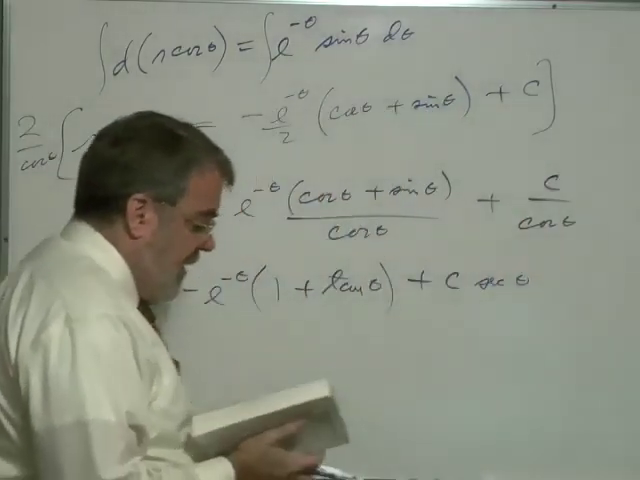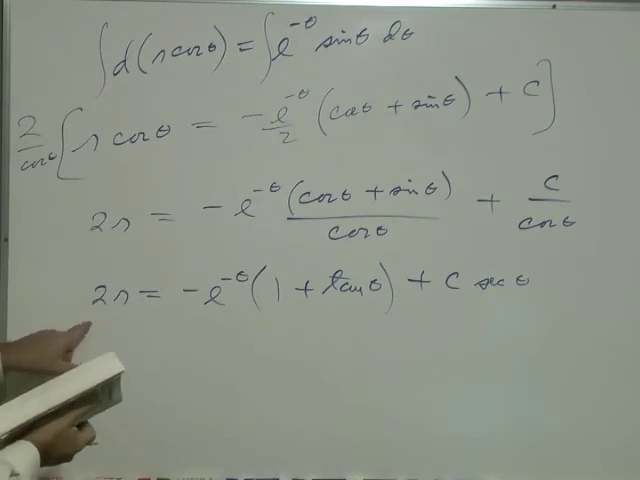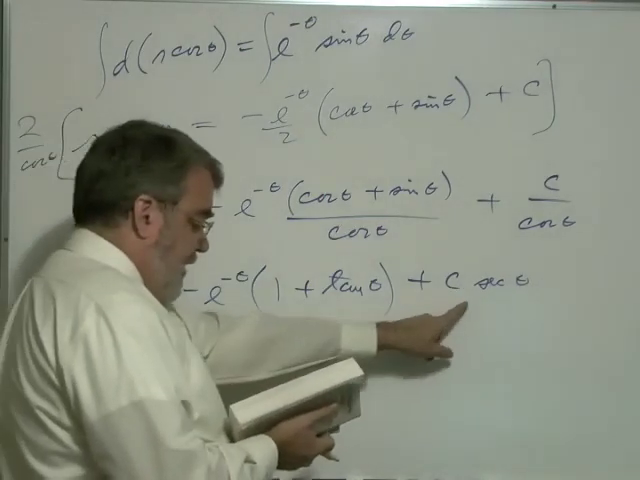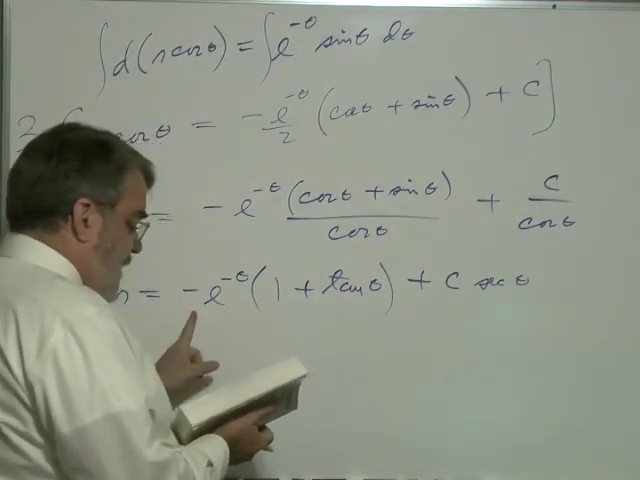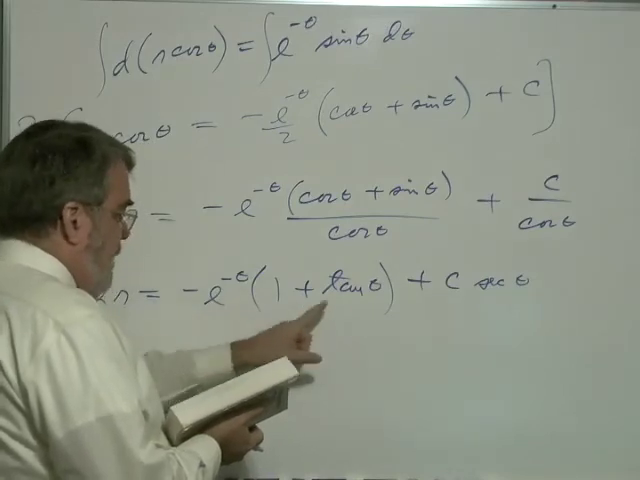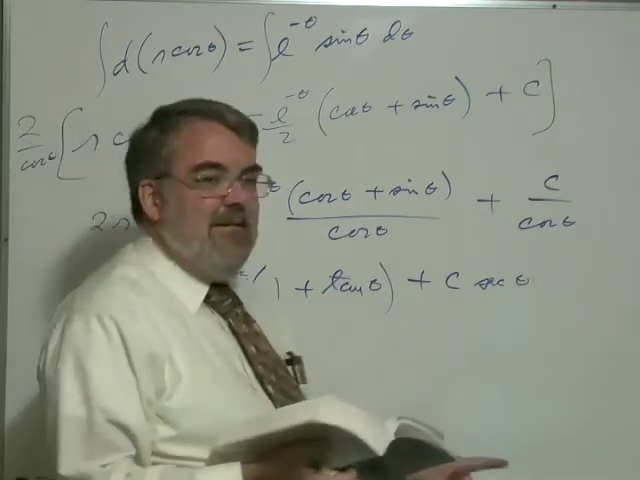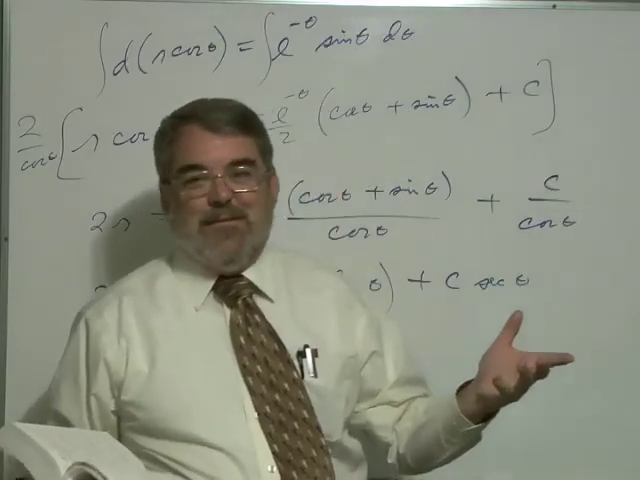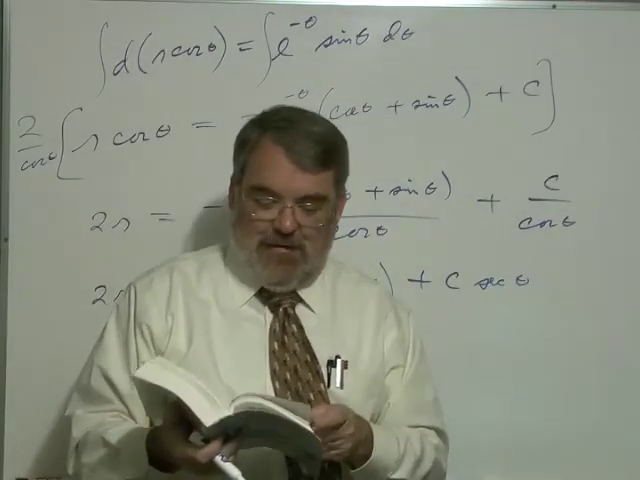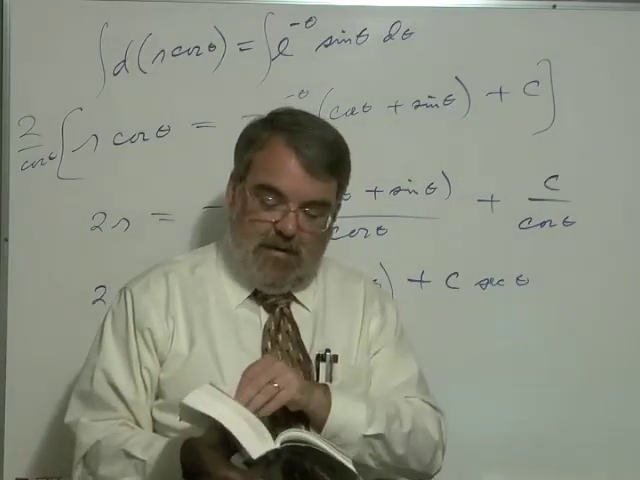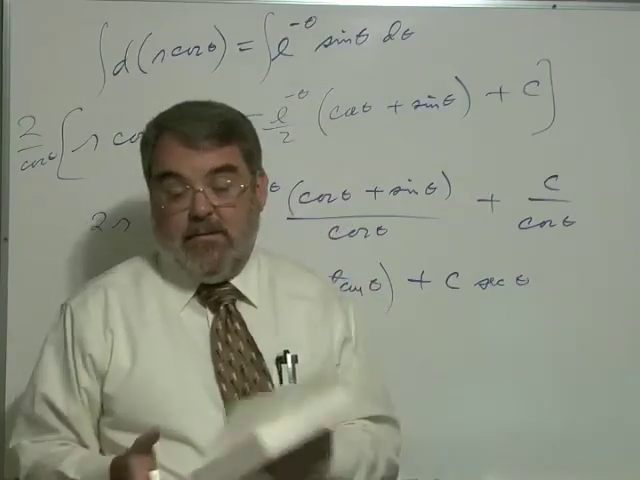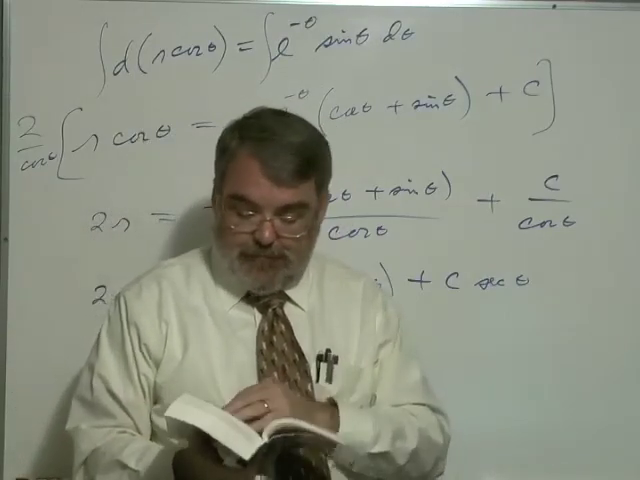So, let's see, did we make it? 2r equals c secant theta minus e to the negative theta times tangent theta plus 1. Ah, we have restored the universal harmony. So, feels good to get one like that, doesn't it? Alright, so there we go. We solved that differential equation.